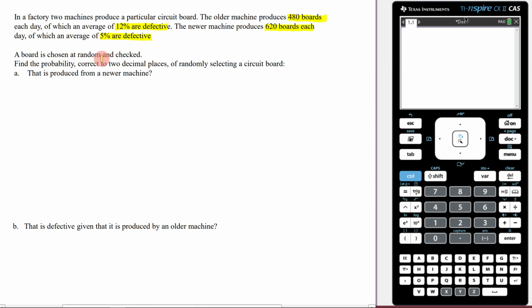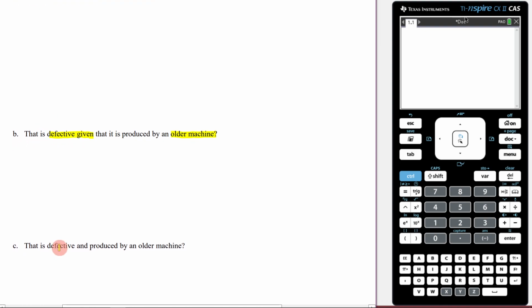A board is chosen at random and checked. Find the probability, correct to 2 decimal places, of randomly selecting a circuit board that is produced from a new machine that is defective given that it's produced from an older machine. And then the last one here is that it's defective and produced by an older machine.